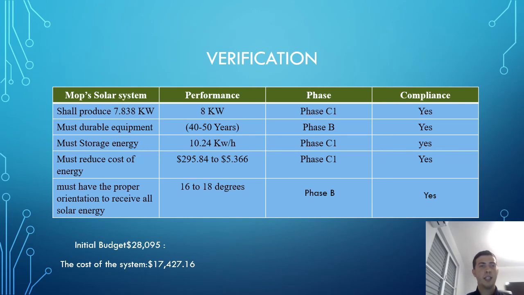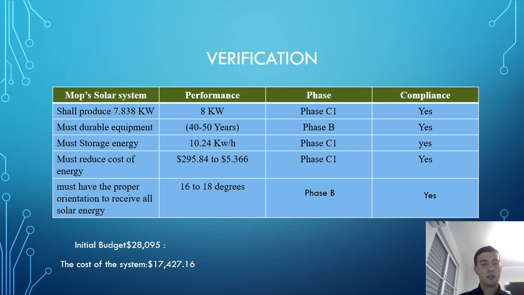and this is the verification: must produce 7.8 kilowatts, performance 8 kilowatts, completing phase C1, and compliance yes; most durable equipment in phase B; most storage energy C1; must reduce the cost of energy in C1; and must have the proper orientation to receive all solar energy, phase B.